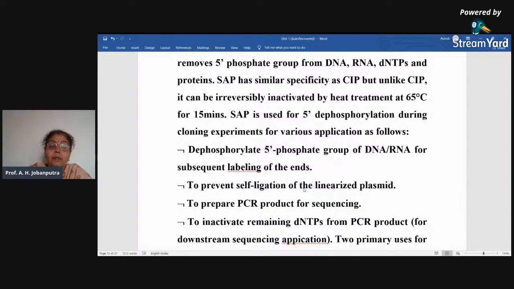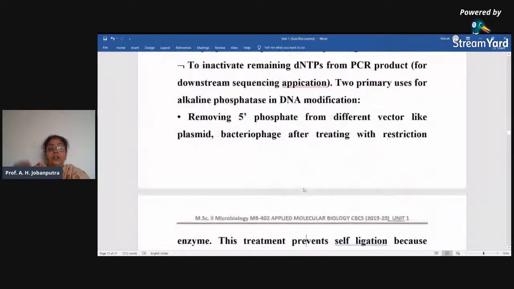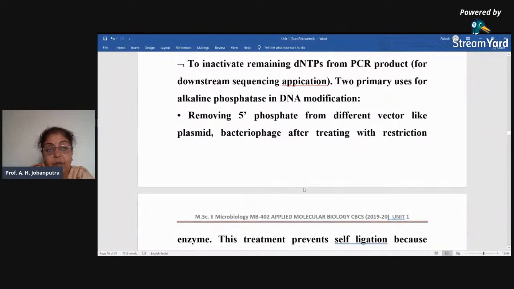नंतर PCR product बनवण्यासाठी सुद्धा इट्स व्हेरी सिग्निफिकंट फॉर जनरेटिंग फॉर amplification of DNA. Then it can inactivate dNTPs from the PCR product. जे नको असलेले डिऑक्सिरायबोन्यूक्लिओसाइड ट्रायफॉस्फेट्स असतात, जे सुरुवातीला प्रायमर बरोबर अटॅच असतात, तर त्यांना काढून टाकण्यासाठी सुद्धा फॉस्फेटेज ला रिमूव्ह केलं की मग तेवढा पोर्शन निघून जातो. सो देअर ऑल्सो इट इज व्हेरी इम्पॉर्टंट. Here it is downstream application.